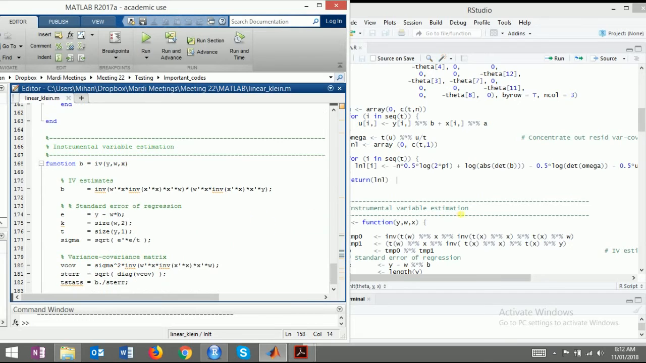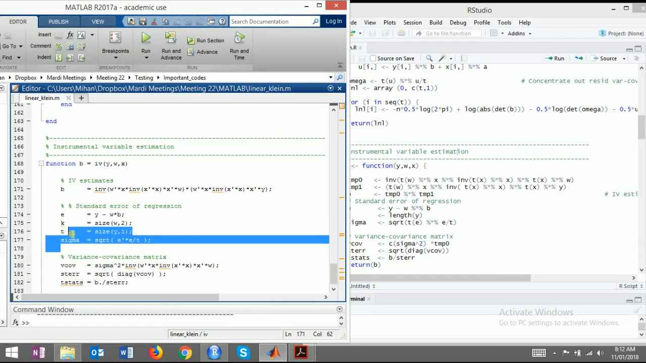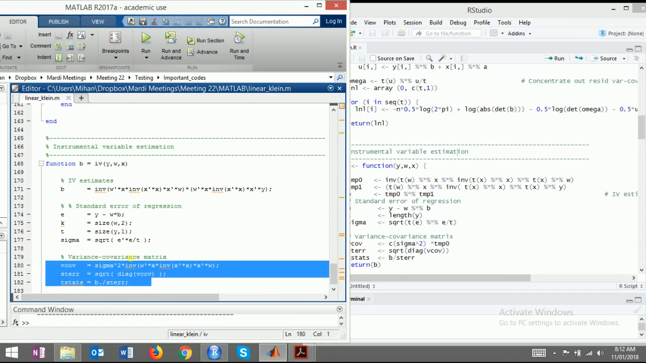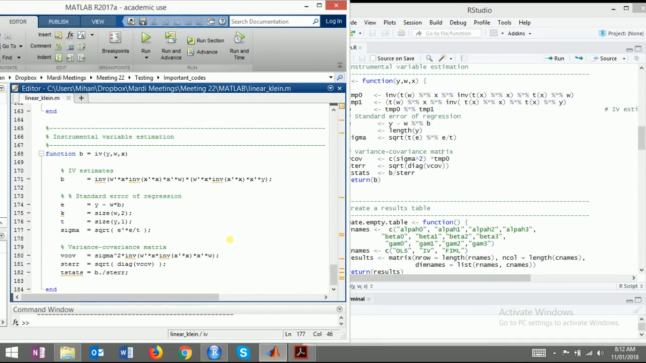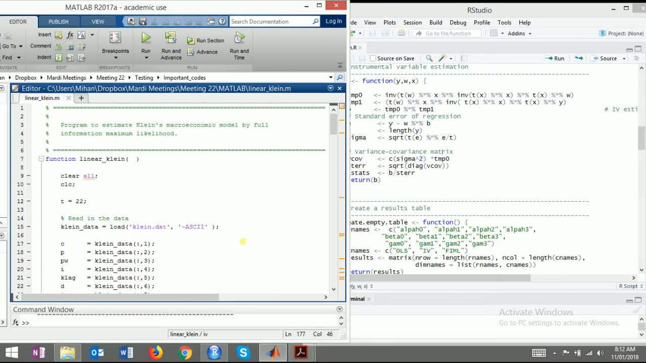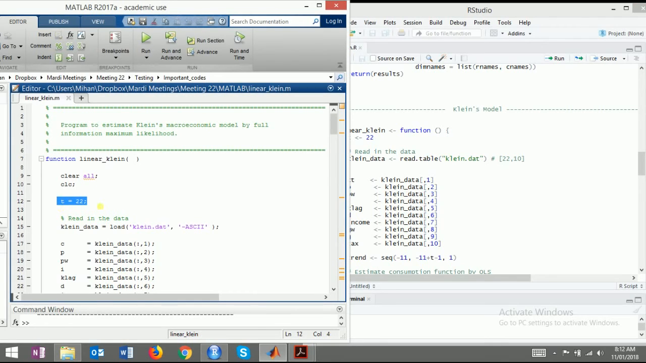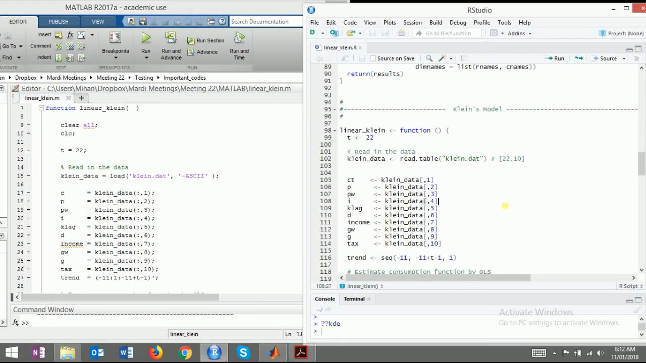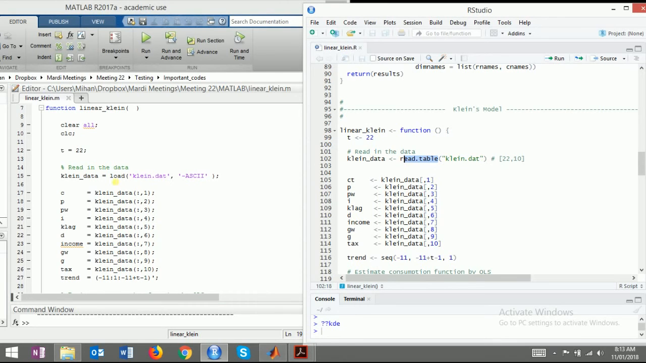Instrumental variable, as well, we have already done this equation. Then standard error of regression, then variance covariance matrix. Okay, we have already done this. So these are the local functions. Then we see how we go through. T equals 22, we load data, read table, load the data.